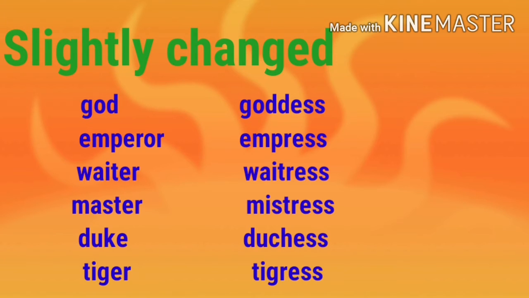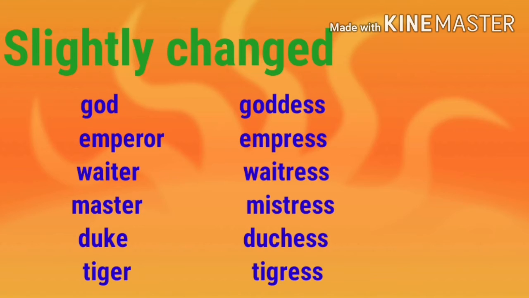Sometimes the form is slightly changed before ESS is added. Let's see the following examples. First one, god. God is a masculine noun. What is the feminine? Goddess. Here we add ESS, but before that we made a slight change. God, goddess. Emperor, empress.